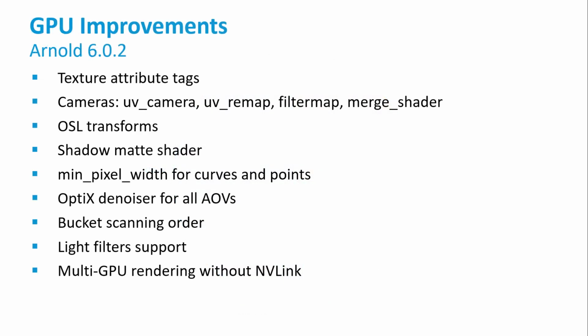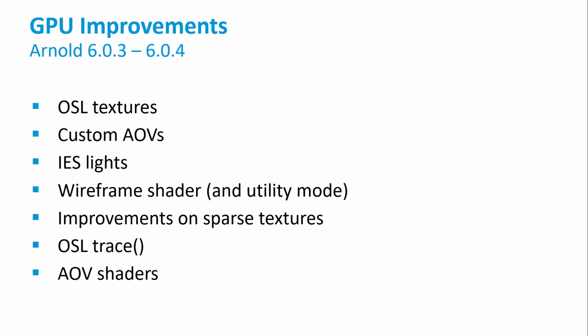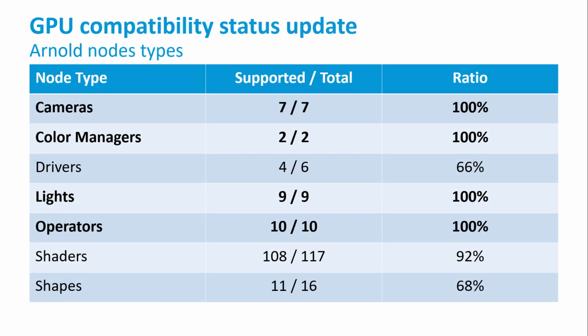We are continuing to improve the CPU compatibility by adding new features, new shaders, such as the UV camera for baking or the shadow matte shader. Recently, we've also added OSL texture and trace support on the GPU. In terms of node support, we're getting really close. We're just missing a few shaders.